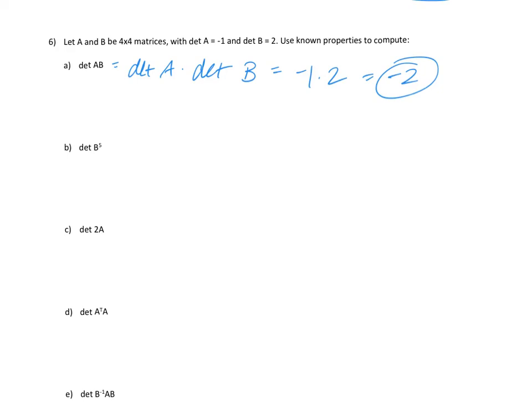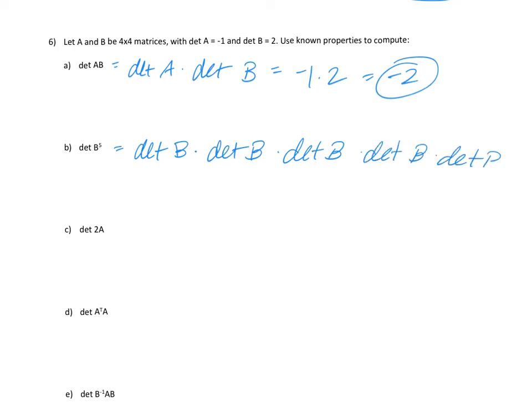The determinant of B to the fifth. Well, that's the determinant of B times the determinant of B and so on, which is the determinant of B to the fifth, which is 2 to the fifth, 32. The determinant of 2A.